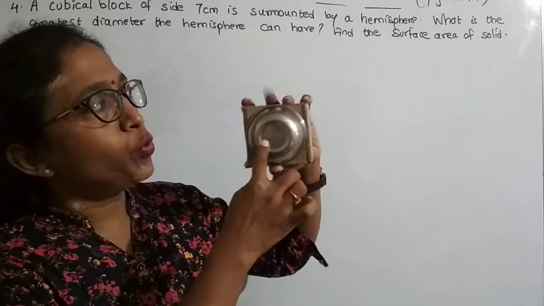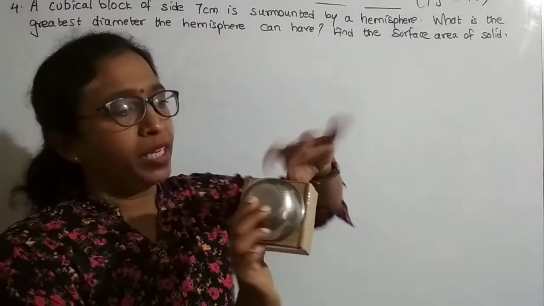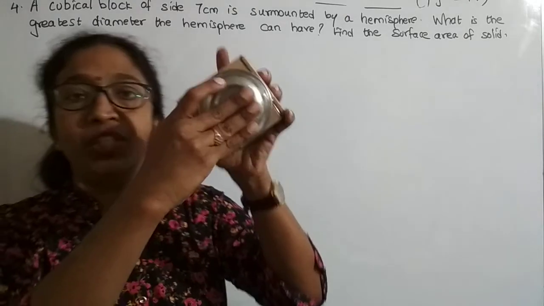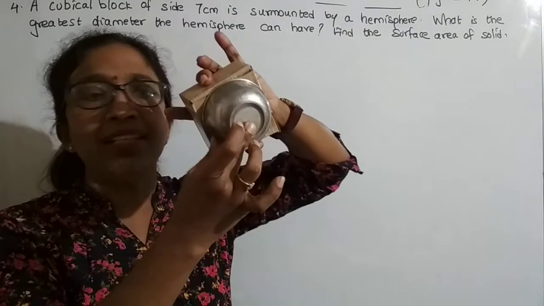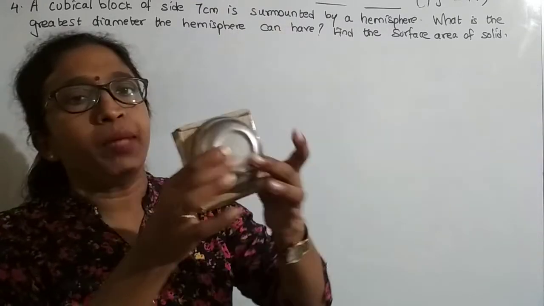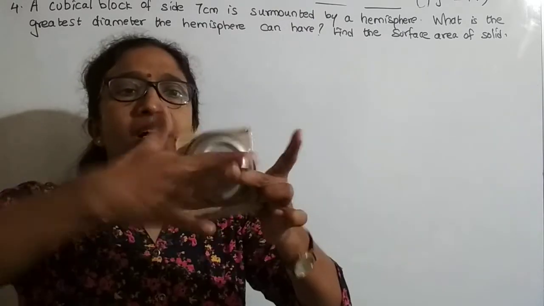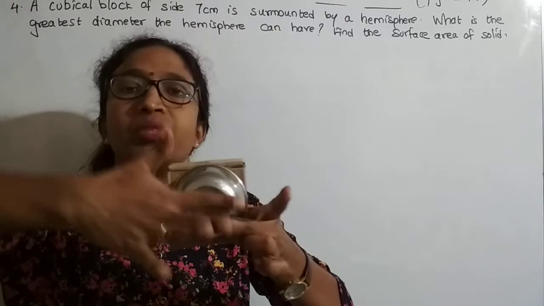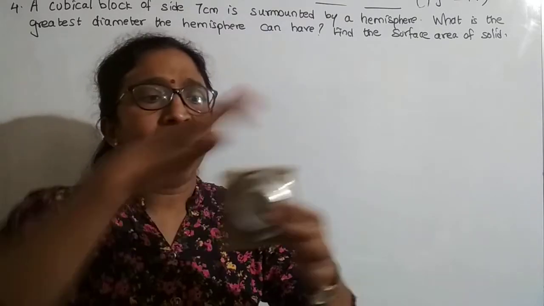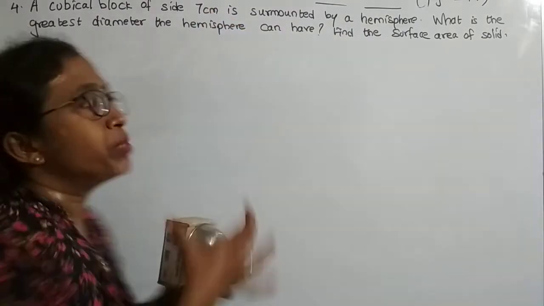So from the top view, you understand what they have asked, what is the greatest diameter it can have. When I am surmounting it, you can see here, exactly here, it touches. Can you see that the ends of the bowl are touching the sides of the cube? So the greatest diameter the hemisphere can have is nothing but the side of the cubical block. So the first answer, the greatest diameter it can have, is 7 cm.